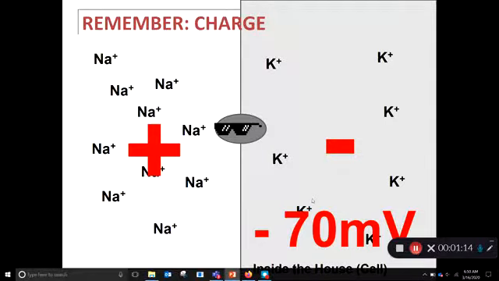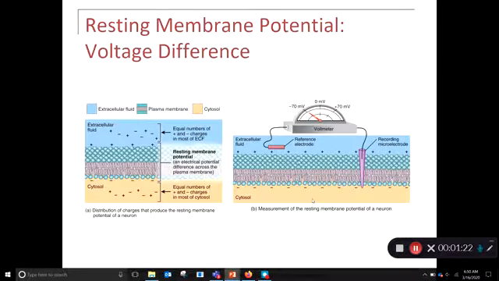Now that right there, that's an important number. Negative 70 millivolts. That's a resting membrane potential right there in the neuron. Moving on. This is how they determined it. They stuck a clamp inside the cell. It's amazing how they were able to do it. But yeah, we're not going to talk about it. Pretty much just know that there are more negative charges on the inside of the cell with respect to the extracellular fluid.